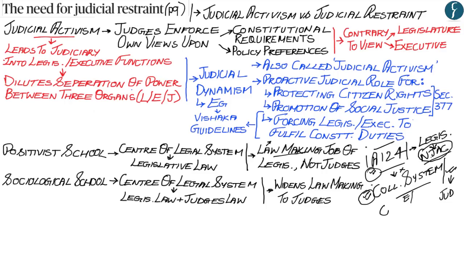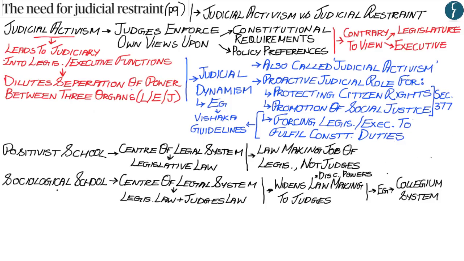Now, this is the main example given by the author within this editorial on how the Indian judiciary is following the sociological school, whereby they have widened their discretionary powers to make law. The best example of this is the formation of the collegium system by the Supreme Court with regards to the appointment of judges. It is in that regard that the sociological school of thought of jurisprudence mainly supports the argument for judicial activism, whereas it is the positivist school of thought, according to the author, which mainly supports judicial restraint.